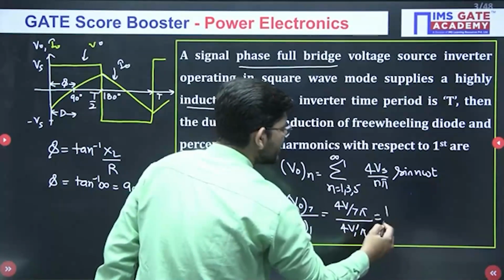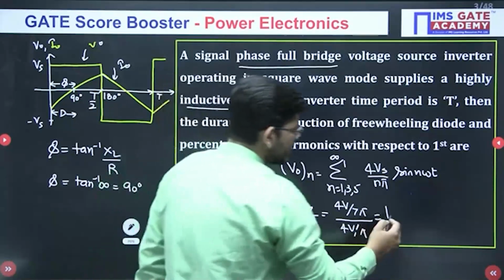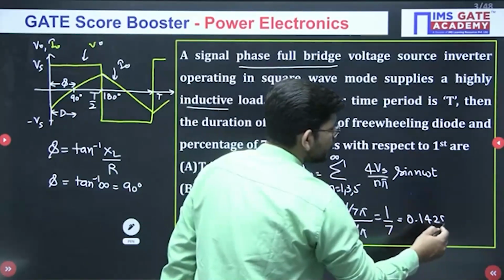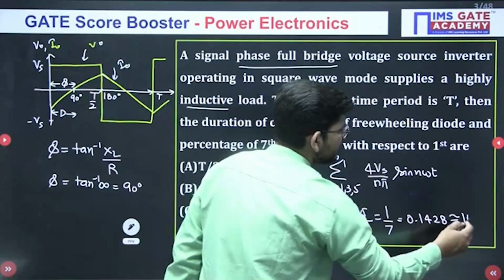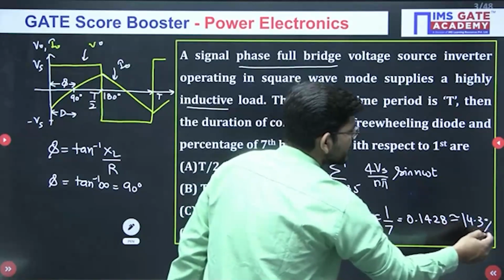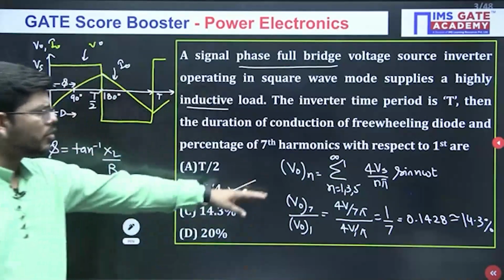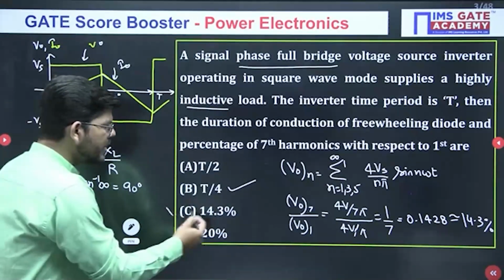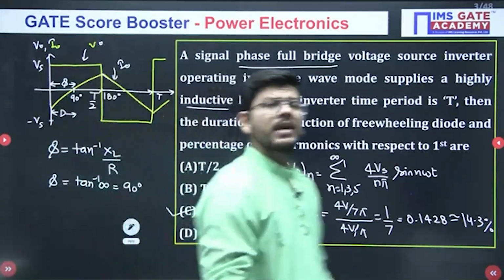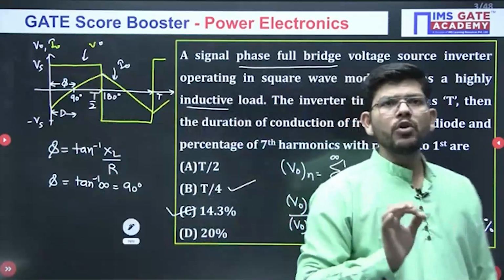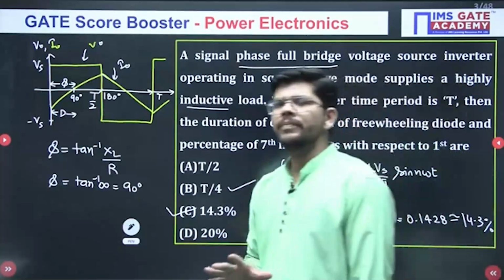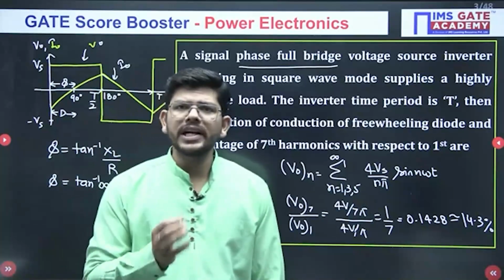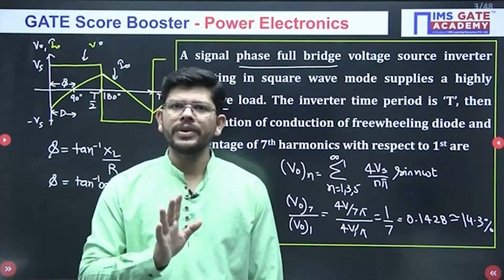So what will be the result? It will be 1 by 7. 1 by 7 means 0.1428, or approximately 14.3%. So just see, in 1, 2 and 3 lines you have got your answer. So what will be the answer? 14.3%. So if your load is a purely inductive load, each switch, whether it is a diode or any particular switch, will conduct for T by 4 duration.